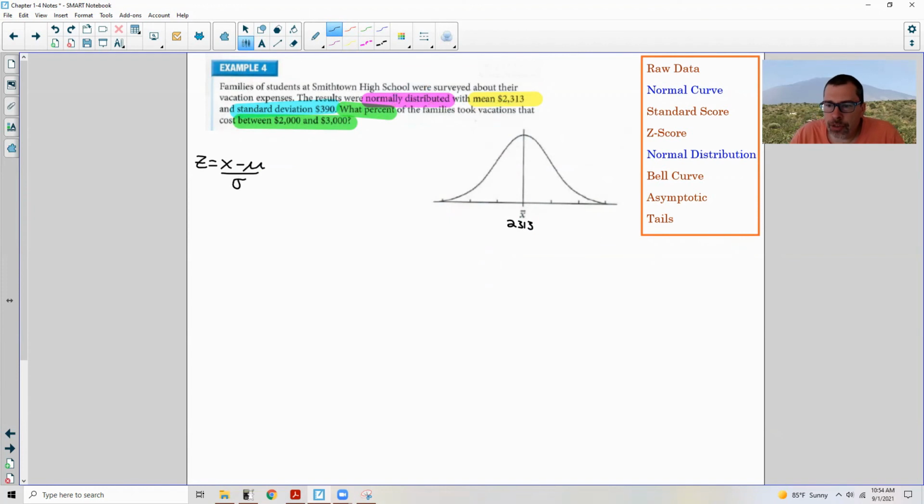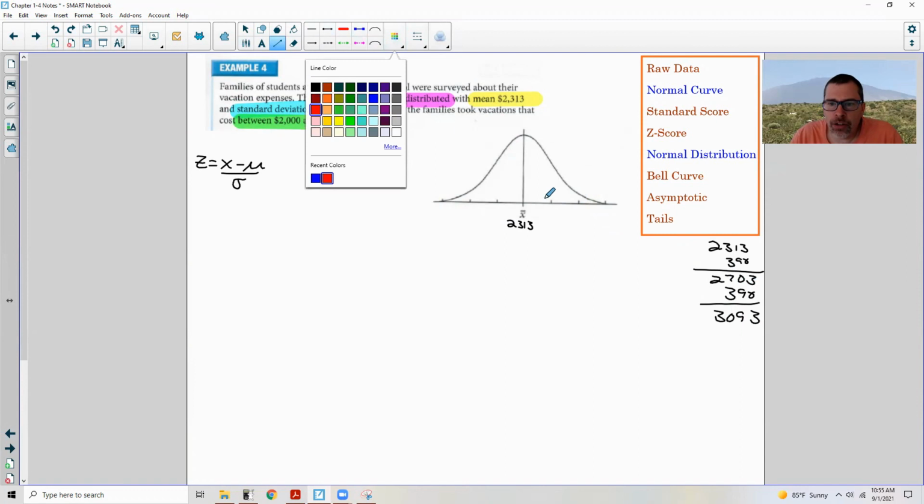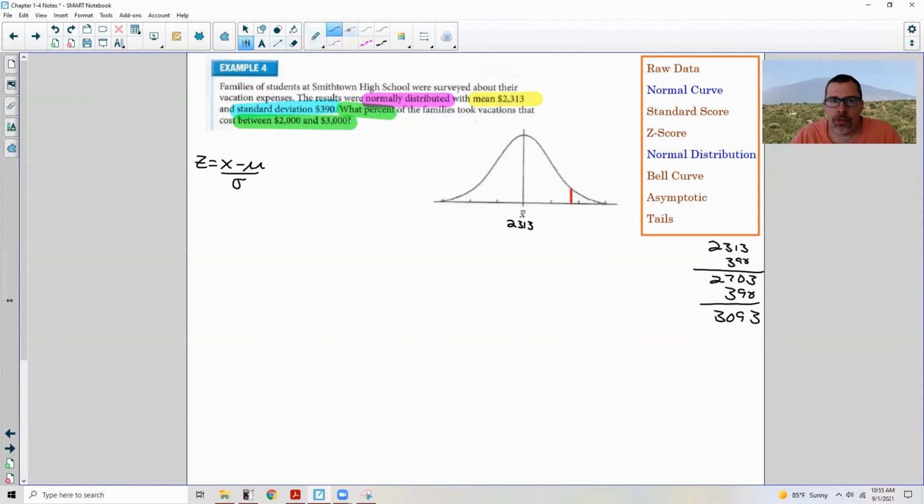All right, standard deviation of 390. So off to the side here, I'm just going to go 2313, add 390, and I'm going to get 2703. That would be right here. We're not at 3000 yet, we need to keep going. Add another standard deviation of 390. We're going to get 3093. That is here. So I'm just approximating where on this curve we are working. If this is 3093, 3000 might just be a little bit to the left of that. Let's just say right there. There is our 3000.